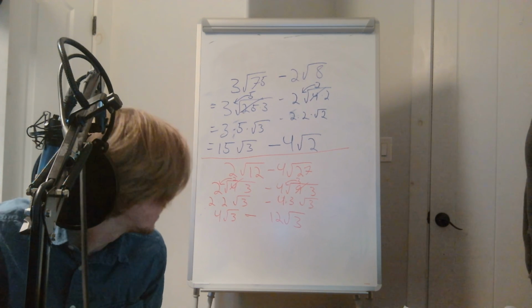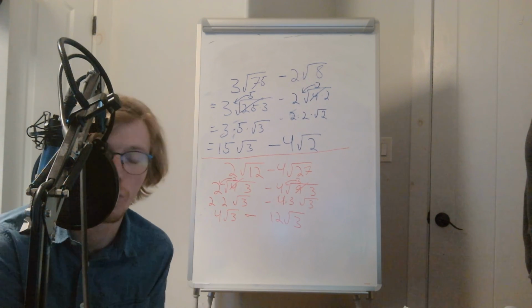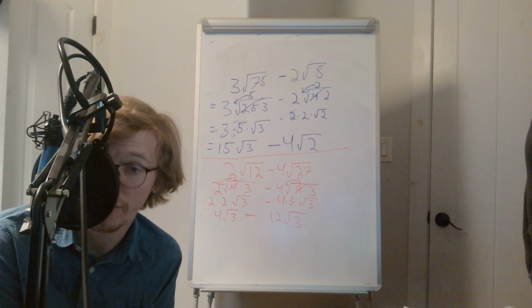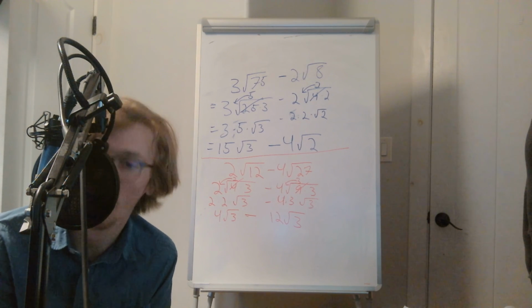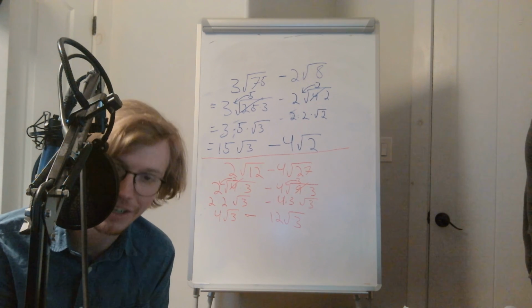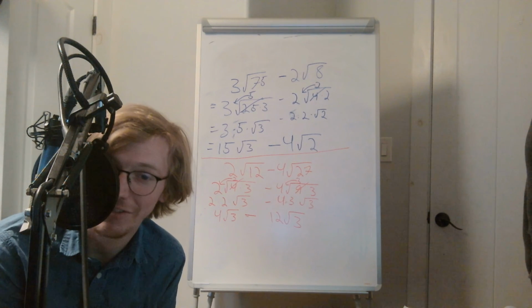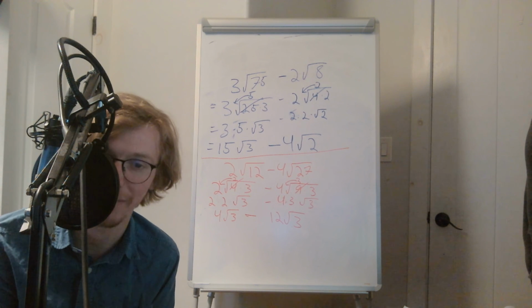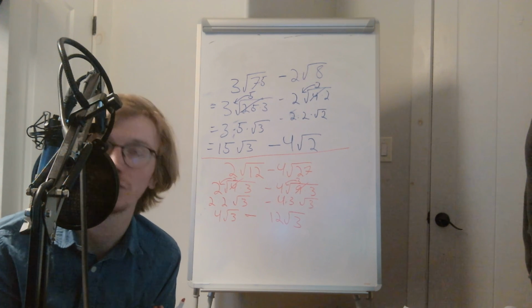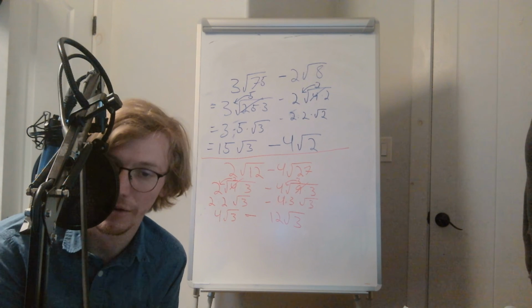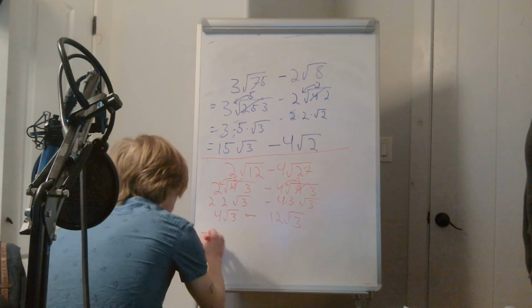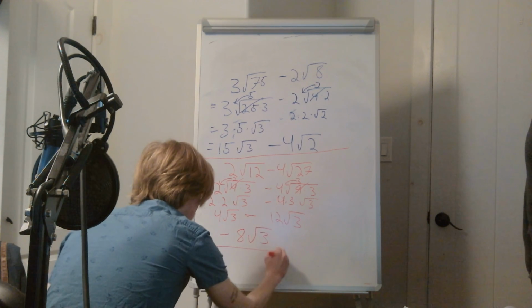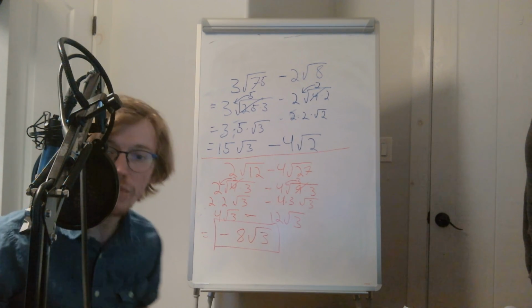So really what it comes down to now is just saying, okay, whatever the square root of 3 is, I have 4 of those. And I have 12 of them on the right side, and I'm taking away 12 of them. So if you have 4 of something and then you lose 12 of them, how many do you have left over? Well, actually, you owe 8 of them, negative 8. 4 minus 12 is negative 8. It's the same as 4 square roots of 3 minus 12 square roots of 3 is negative 8 square roots of 3. And that is your final answer.